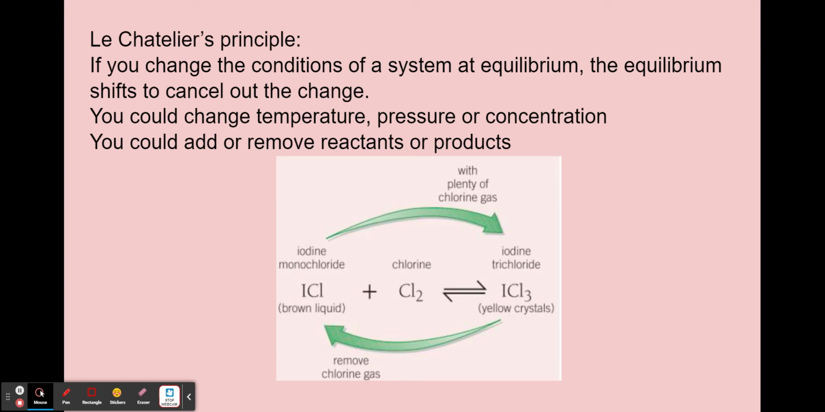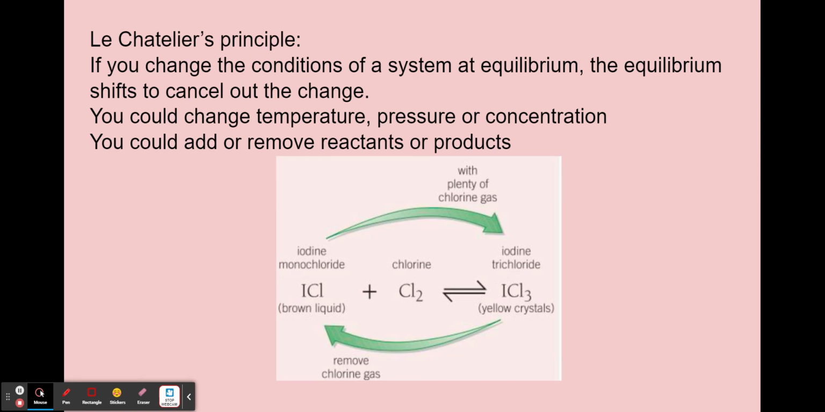of the change. So in a closed system, imagine you could change something about that system, and that would mean that the equilibrium point would also move either towards the right, the forwards reaction, or towards the left, the reverse reaction. In this example here, iodine monochloride, which is brown, reacts with chlorine reversibly to make iodine trichloride, which is a yellow solid.